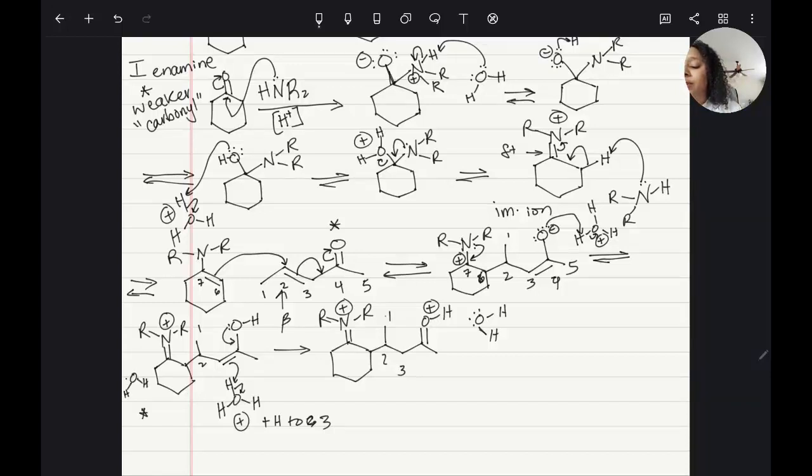So we've drawn this before. Water can come in, open the iminium ion up. Because what we want to do now is replace the iminium ion with OH so that we can eventually form our carbonyl.